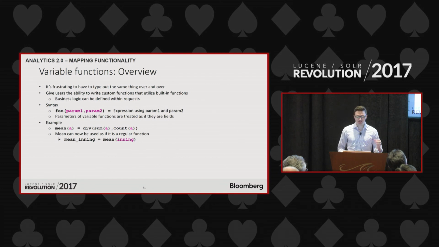So for example, if the analytics component didn't provide a mean reduction, you could define it as a variable function of mean of A should be replaced by dividing the sum of A by the count of A. And then when you're defining expressions, you can use it as if it was just a regular function provided by the analytics component.